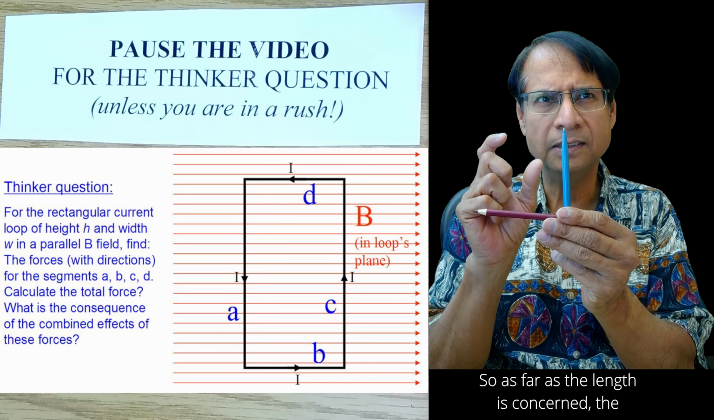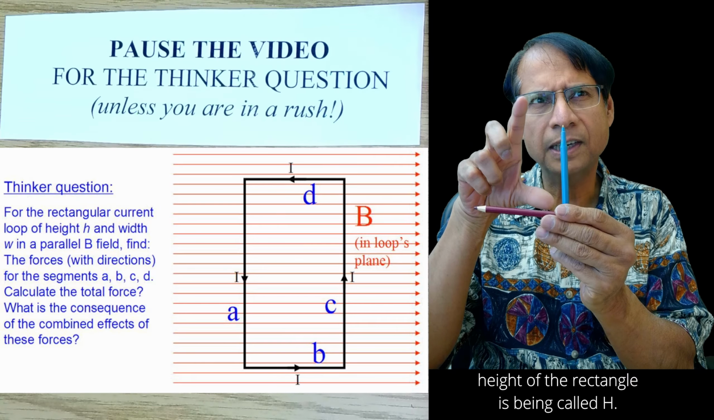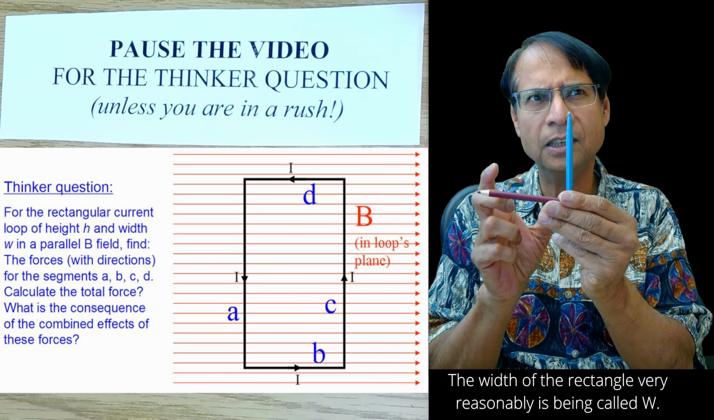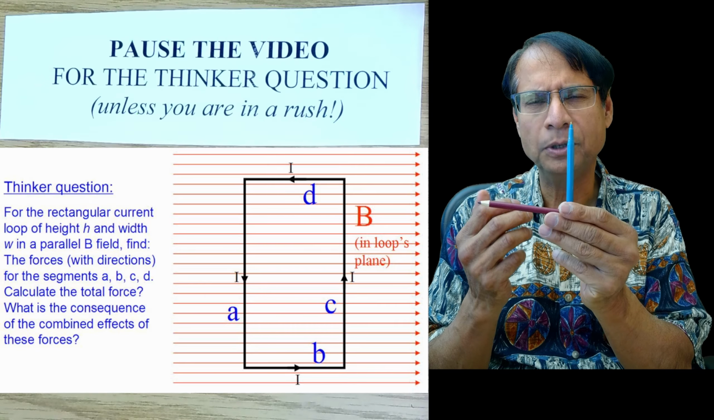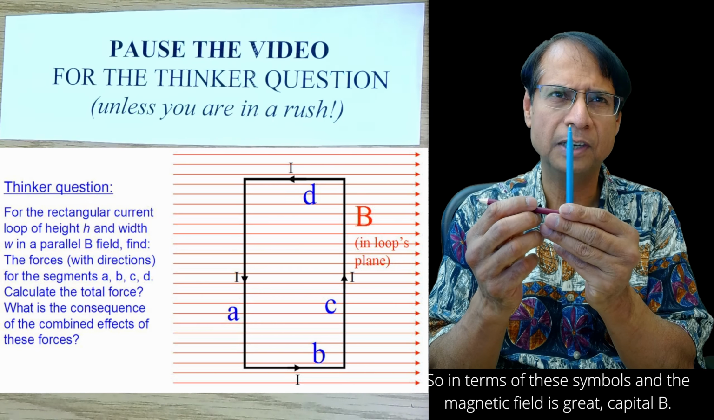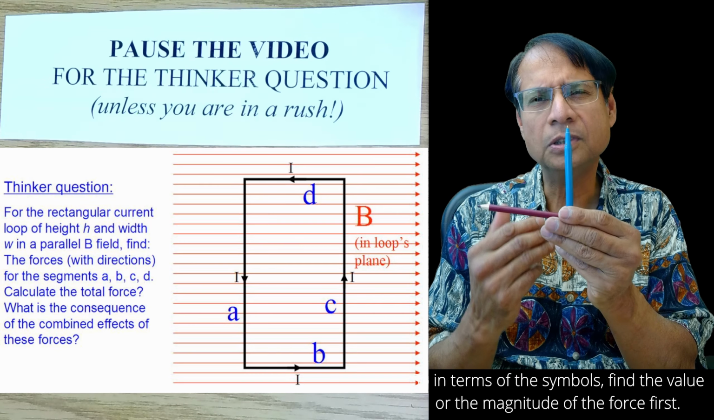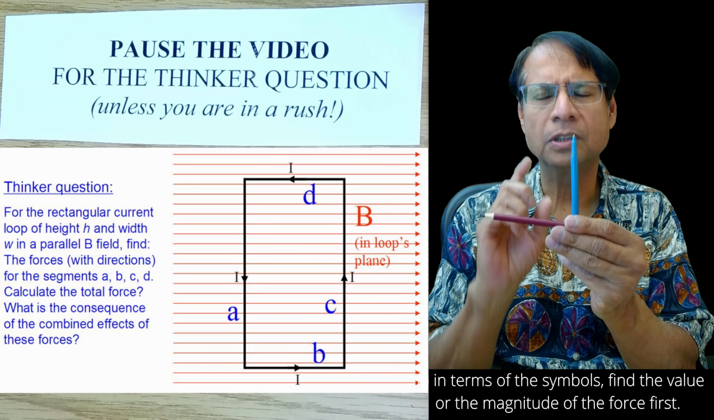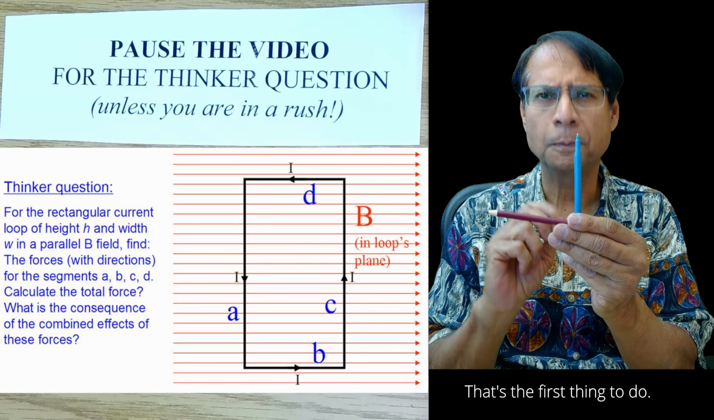As far as the length is concerned, the height of the rectangle is being called H. The width of the rectangle, very reasonably, is being called W. And the magnetic field is big, great big capital B. So in terms of these symbols, find the magnitude of the force first. That's the first thing to do.